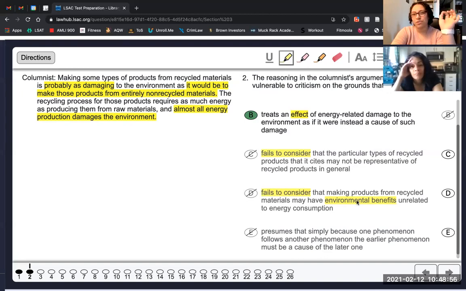It's kind of like that last question where we're weakening the argument. If there are environmental benefits, then what they say in this stimulus is that almost all production damages the environment. But what if there are benefits, and what if the benefits outweigh the damages? Then they would be wrong. So that's a flaw. There are a lot of similarities here. Flaw questions, weaken questions, and we'll see necessary assumption questions, which we'll get into later. They all use similar reasoning where we want to think, is there anything that can cast doubt on our conclusion?